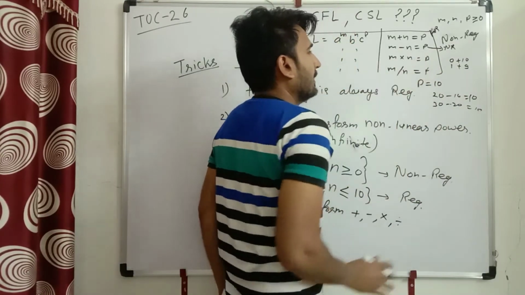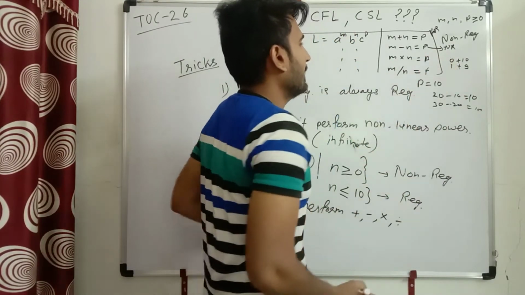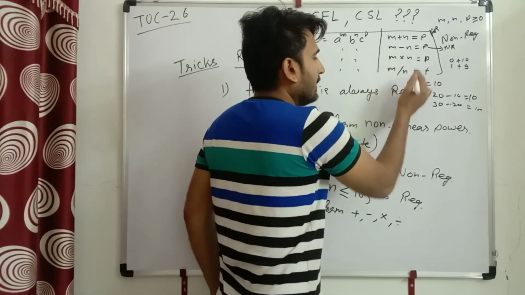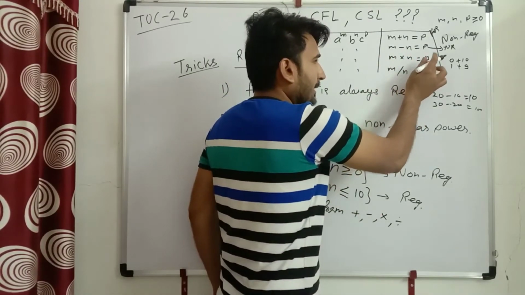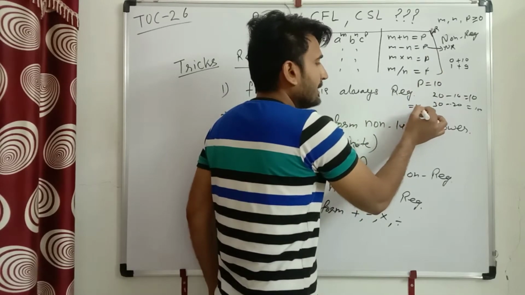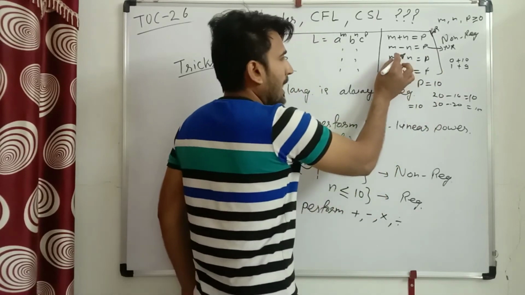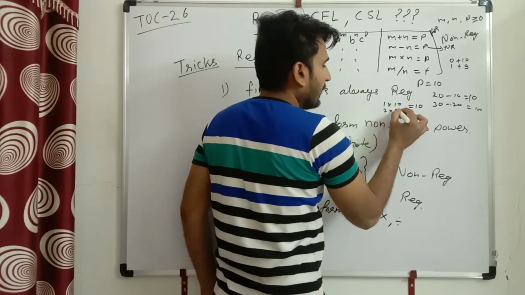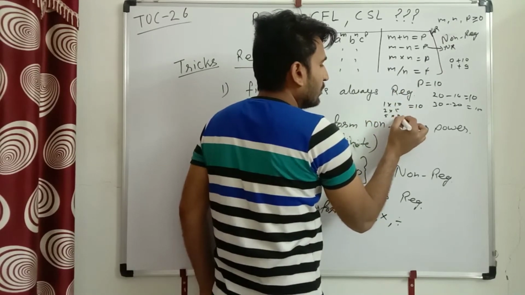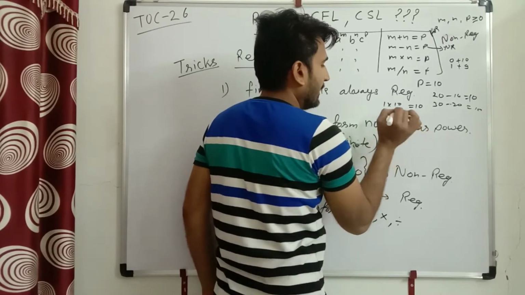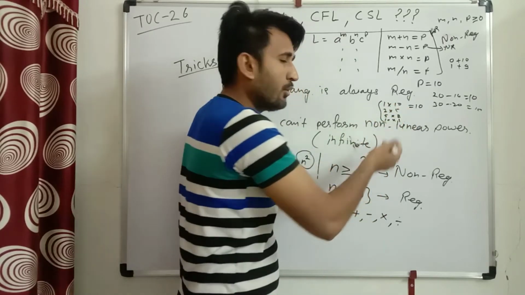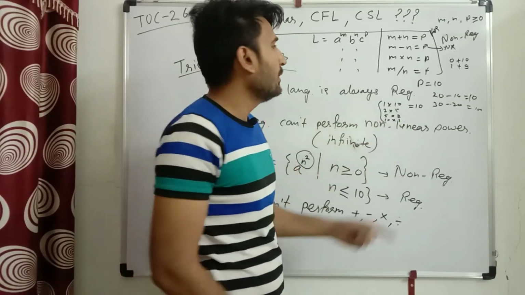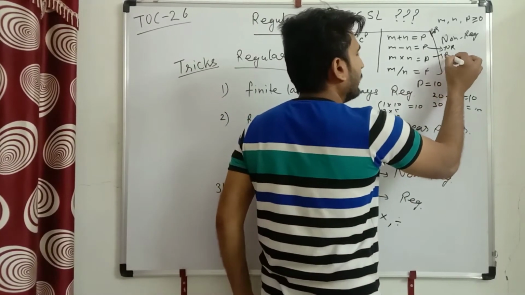Let's see the third example, m into n, where p is 10. The combinations of m, n are 1 into 10, 2 into 5, 5 into 2 and 10 into 1. There are only 4 combinations. This is a finite language, and a finite language is always regular. So this is regular.